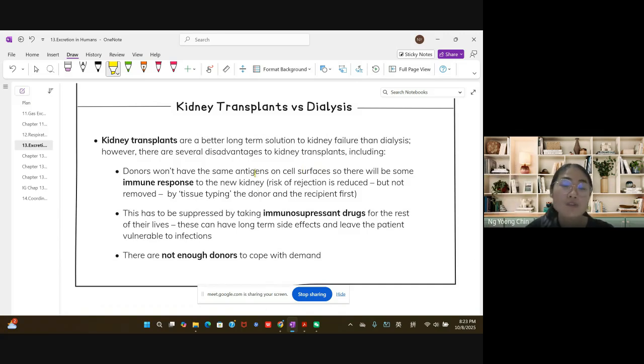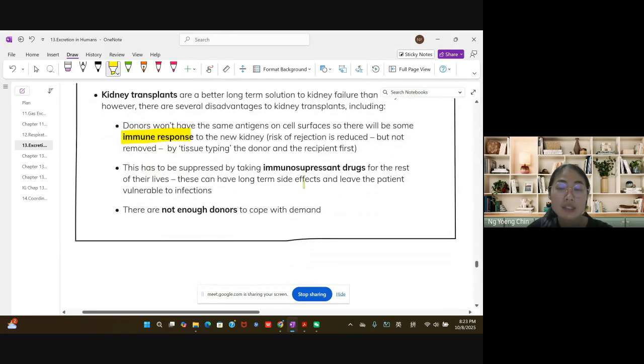Also, you want to avoid an immune response happening, leading to the risk of rejection. If rejection occurs during an organ transplant, it will bring a very, very severe consequence. Sometimes it will harm the life of the patient.